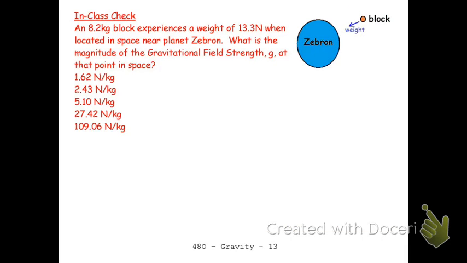So we can say an 8.2 kilogram block experiences that. So here's my block, and this is 8.2, and it experiences 13.3 newtons of weight when located in space near planet Zebron. Somewhere in space near this planet. What's the magnitude of the gravitational field? So my gravitational field magnitude equals big G, big M over r squared.